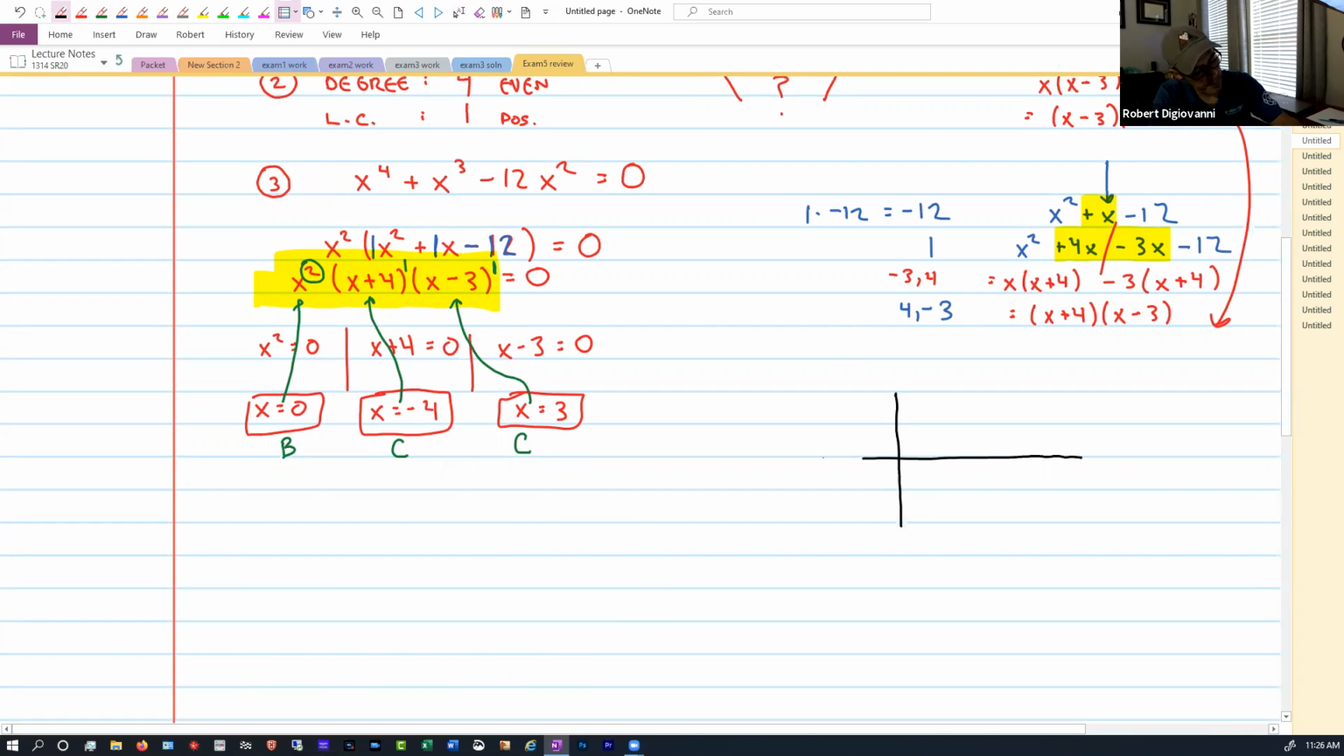Here we go. So 0 here, -4, and 3. Next step is always just look at your left and right behavior. So left side goes up, right side goes up. And now when I start drawing this, when I get to -4, I need to cross through, okay? And then when I get to 0, I need to bounce. So I'm going to bounce, and then when I get to 3, I need to cross.